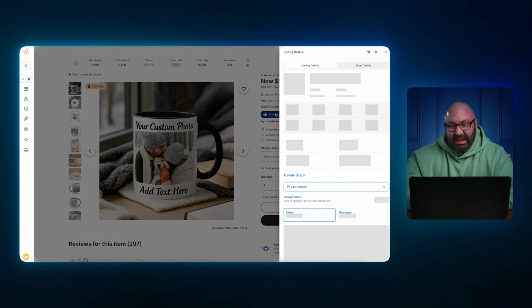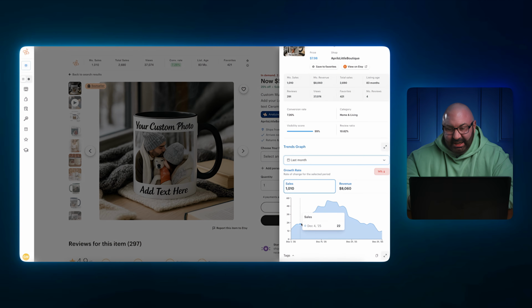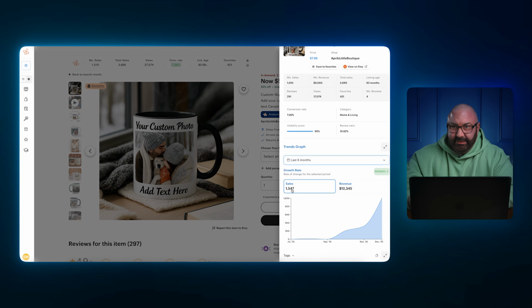Then if I go to analyze listing, this is what's so great about Everbee: once I click here, I can see the 1,010 sales, right? In just December, because obviously Christmas. And if I go back last 6 months, look right here, nothing. It took off right here in October, November, and December. 1,547 of them. More than half of them sold just in the past 3 months, because even though I'm going 6 months, you're pretty much almost 3 months.